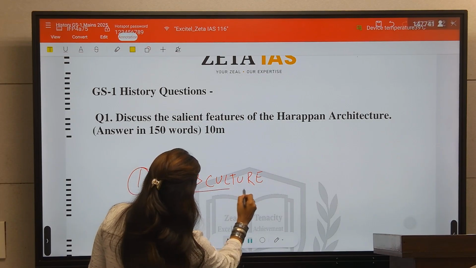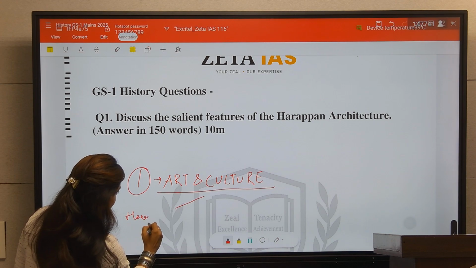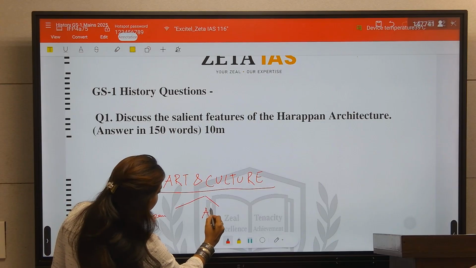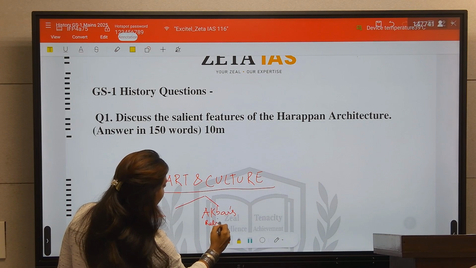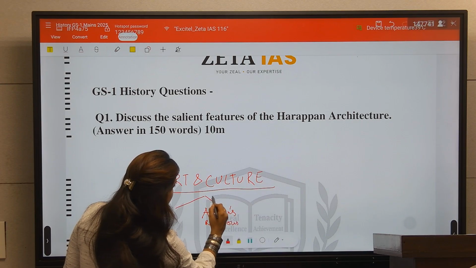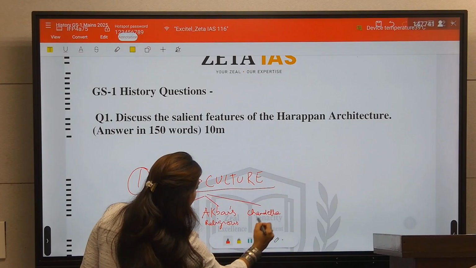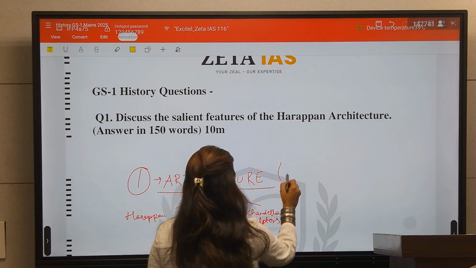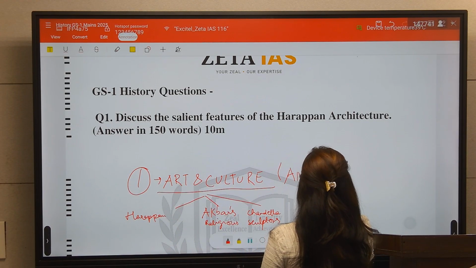Art and culture. We have three questions: the Harappan architecture one, Akbar's religious syncretism, and Chandela sculptors, the temple form. Okay, the ancient and medieval history. Art and culture, part of ancient and medieval history.